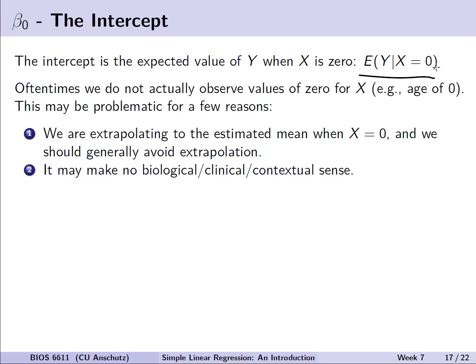First off, if we don't have those observations in our data set, we would be extrapolating to the estimated mean when x equals 0, and again, we should generally avoid extrapolation. Another challenge is that, besides the fact we're extrapolating, in many cases even if we did extrapolate, it doesn't necessarily make biological, clinical, or contextual sense to interpret this term. It doesn't necessarily make sense that we would have an infant able to take their FEV measurement right at birth, especially with the cross-sectional survey design that we're using.